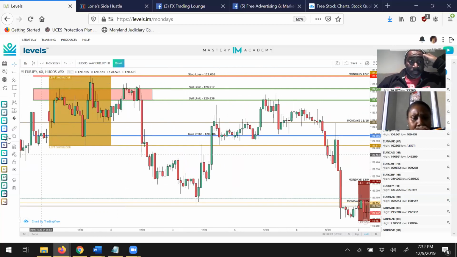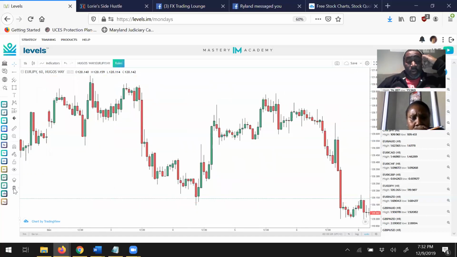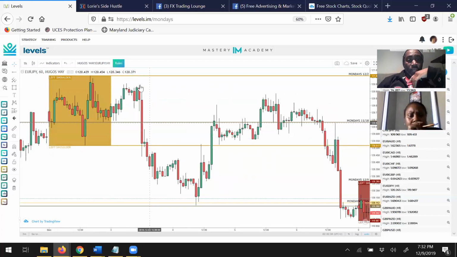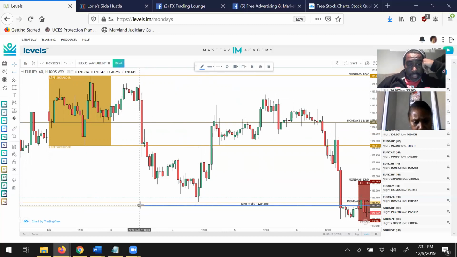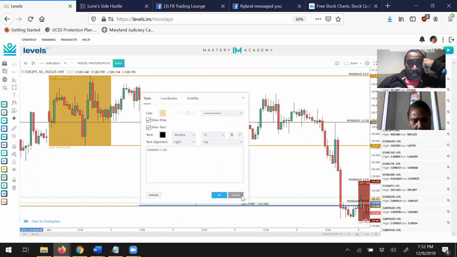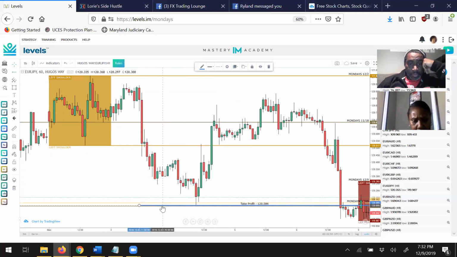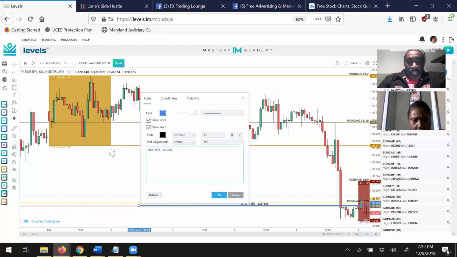Now watch me do this again. We're going to clear everything off the charts. Just clear everything. And looking at the buys, here's your lowest point. So all we're doing, once again, is grabbing a horizontal line and putting it at the base of that candle that produced the lowest point. So this line becomes your stop loss.